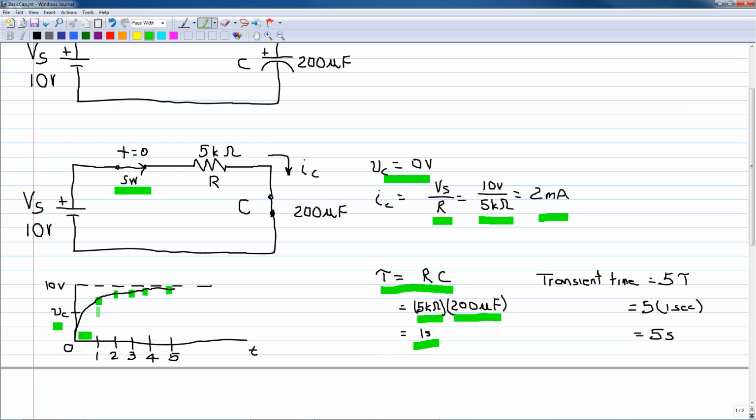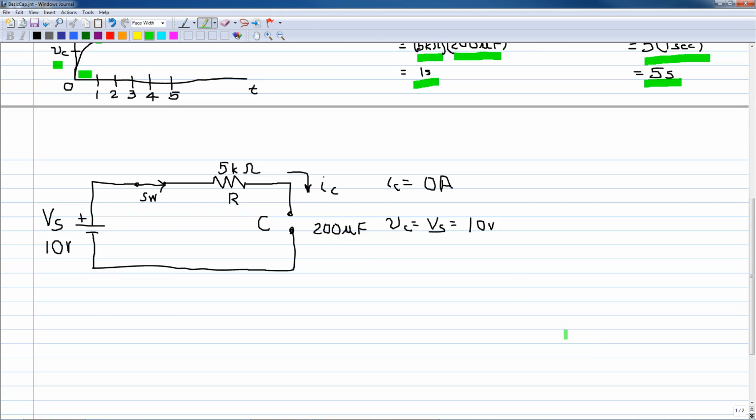The actual charging time from 0 to 5 seconds is called the transient time, and this is equal to 5 times tau. So in our case, it's 5 times 1 second, or 5 seconds. So it takes 5 seconds, or 5 time constants, or 5 tau, for the capacitor to charge from 0 when the switch is initially closed until it reaches full voltage.